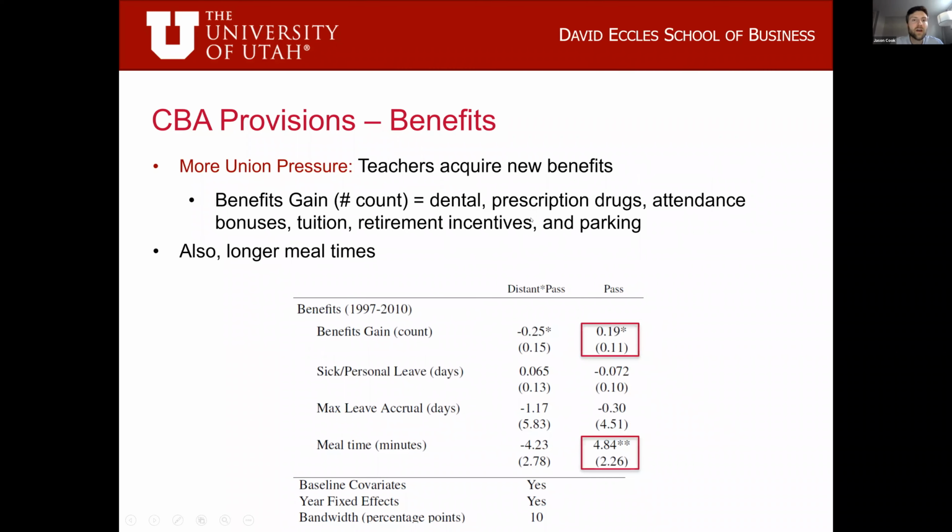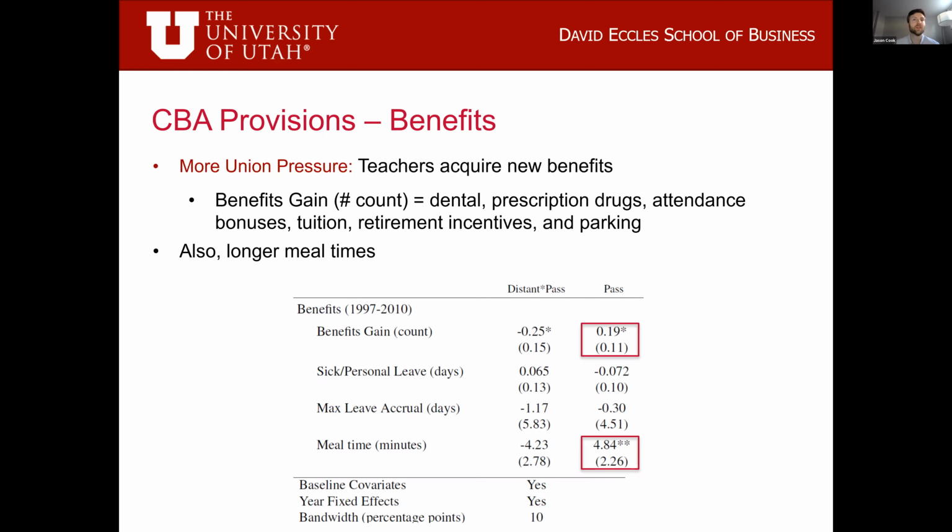And then in terms of benefit provisions, districts that have more union pressure acquire new benefits for teachers. This benefit gain count is just the number of the following benefits: dental, prescription drugs, attendance bonus, these following things that have increased. This is just an attempt to help increase our precision. And so districts that are under more pressure are improving benefits for their teachers along these different dimensions.